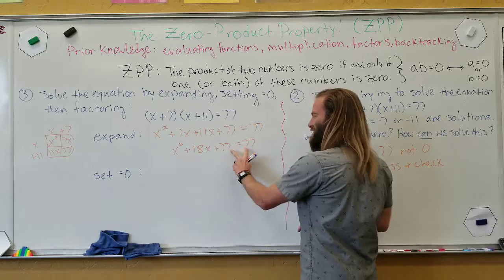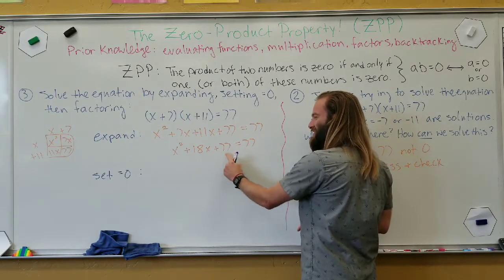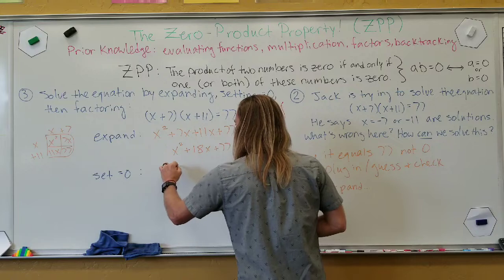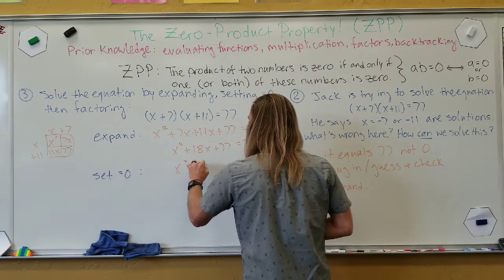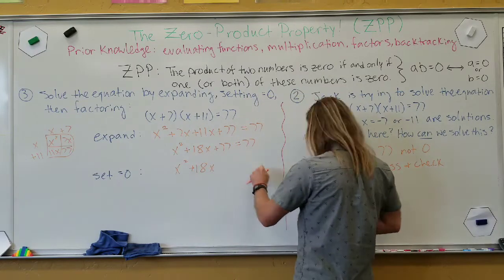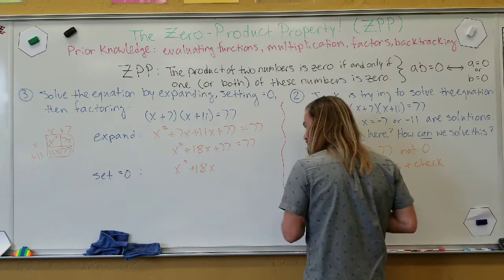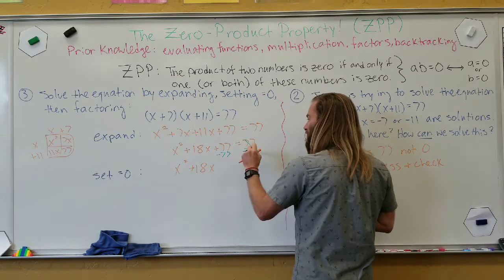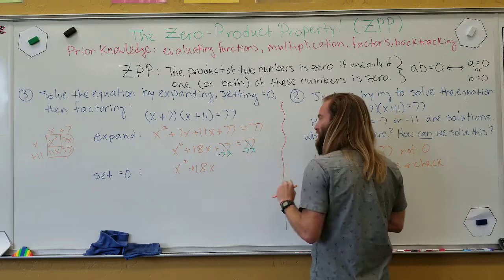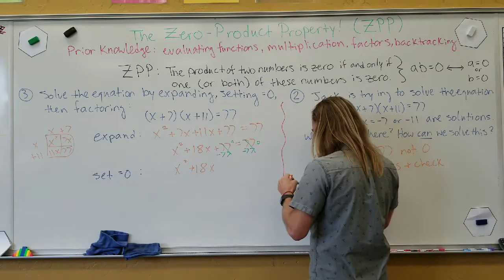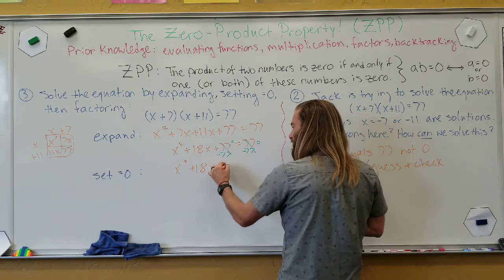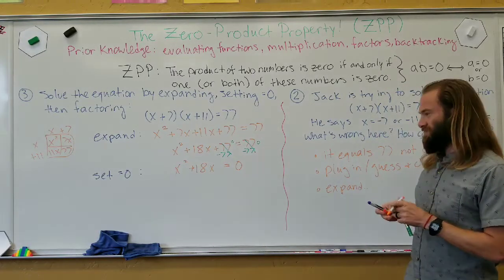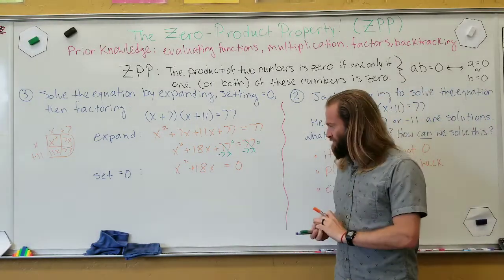But you'll notice something interesting here. Ooh, both of these have a 77. So when I do that subtraction, then this equation becomes x squared plus 18x. And when I subtract 77 from here and from here, they become 0. So what I have is nothing left there and 0 on the right side. Oh, that makes sense?